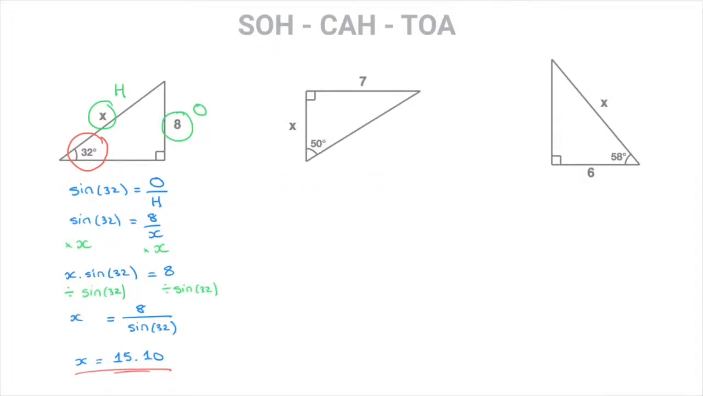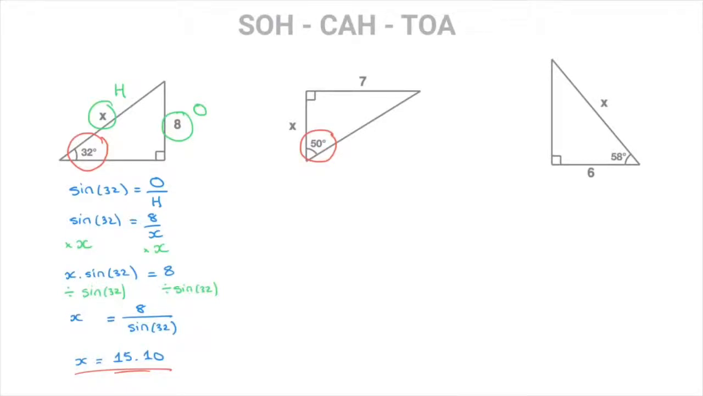Let's look at the next example. Again, we have to find the unknown side length marked x. Our starting point never changes. We pinpoint the interior angle that we're given, and that's that 50-degree angle there. We now summarize the information we're given relative to this 50-degree angle.